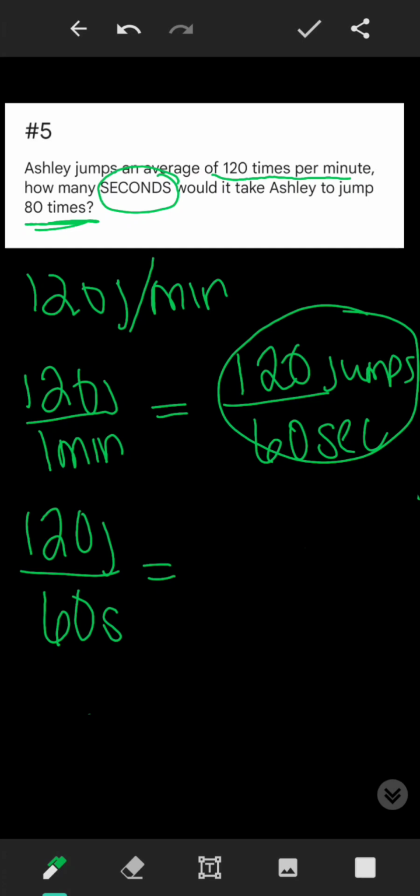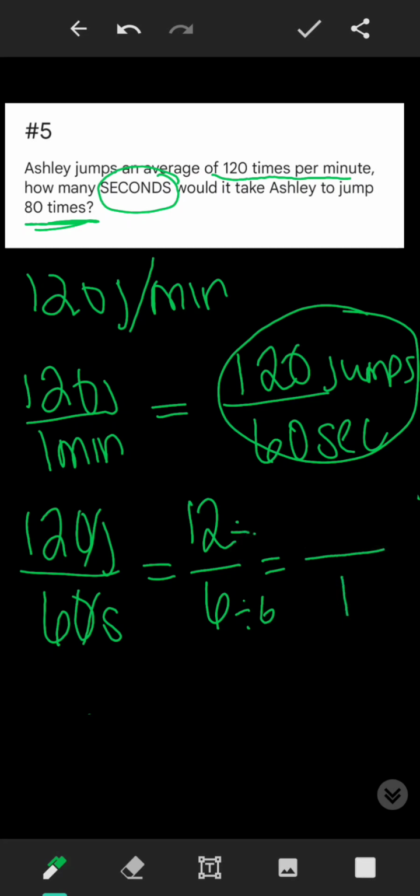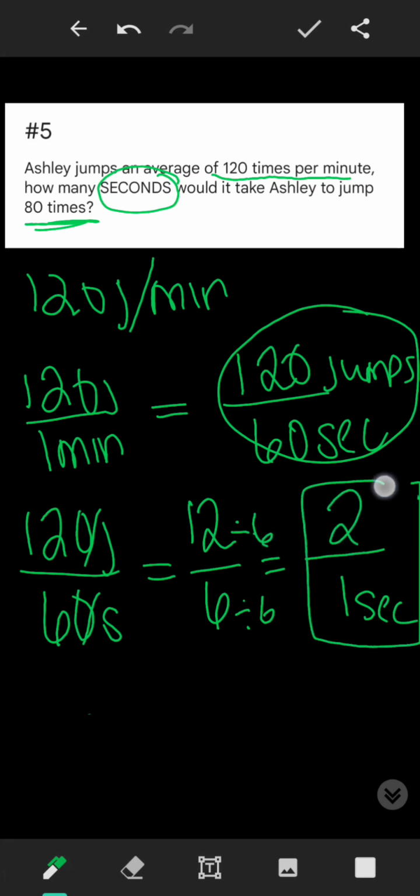I can see that I can take the zeros away, divisible by 10. That'll give me 12/6. Now I can divide them both by 6. And we want to leave that 1 at the bottom because that's going to be per second. So 12 divided by 6 is 2. This is my unit rate. For every 2 jumps it takes her 1 second.